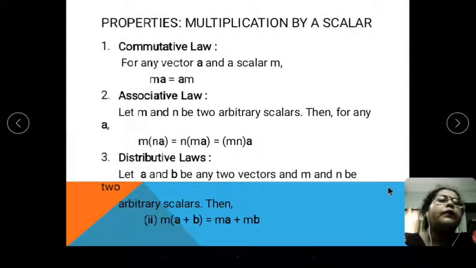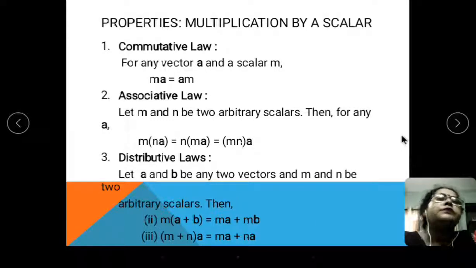And the second one, if we have two scalars and a vector, it also follows a similar relationship, that we add the scalars (m plus n), multiply with A, and that is same again as if we had multiplied the scalars individually with the vector A and added up.